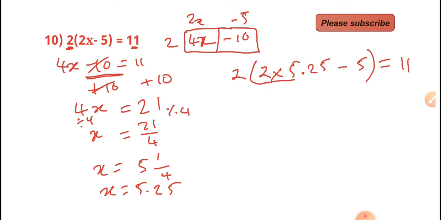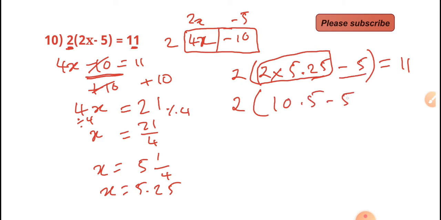So let's focus on this bit. What's double of 5.25? Well, double of 5 is 10, and double of 0.25 would be 0.5. So it's 10.5. So it's 2 times 5.25. So 5 add 5 is 10, and 0.25 add 0.25 is 0.5. So it's just 10.5. Take away the 5, which we'll write down here, is equal to 11.